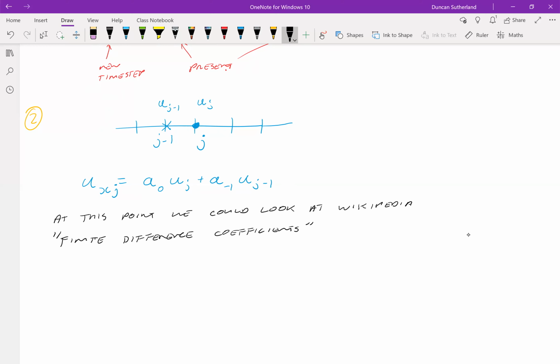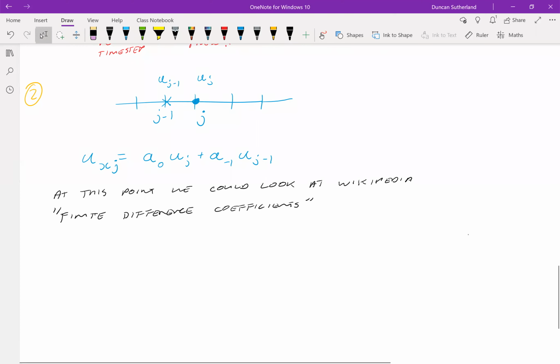Or if we're lucky, it'll actually tell us what the scheme is in the question. That would be even nicer. Let's assume that we don't have any of these things and we've actually got to figure out the method ourselves. That means we've got to substitute Taylor series for u j minus 1. We pretend we know this. We need to approximate this.